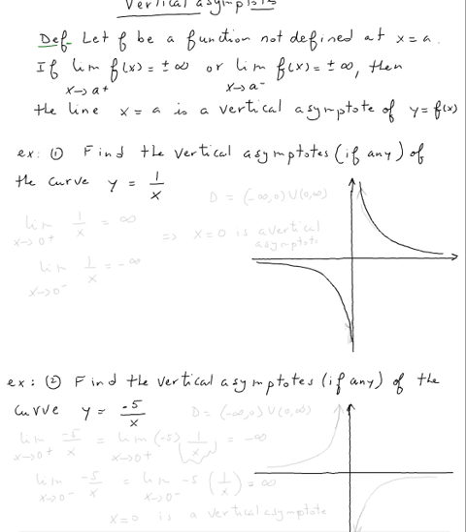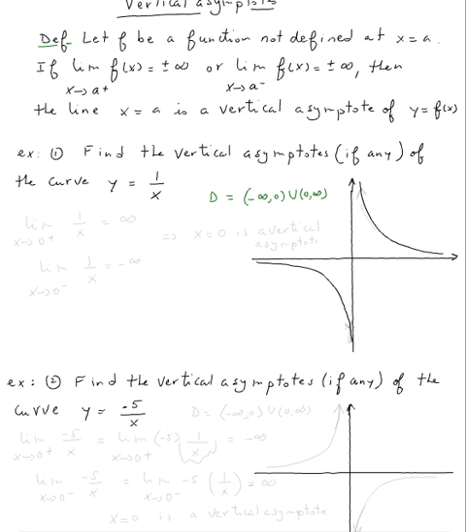Alright, for this example, we need to find the vertical asymptote for the curve y equal 1 over x. So we can see the graph here. First thing, we need to find the x values where the function is not defined. And we can tell here y equal 1 over x, the domain is all the numbers except 0 because it makes the denominator 0. So the domain is negative infinity to 0, union 0 to infinity.